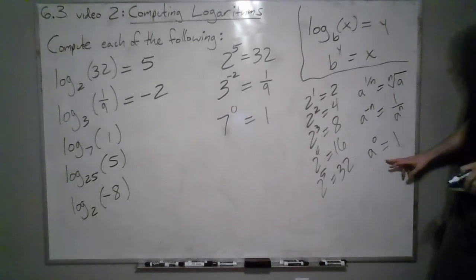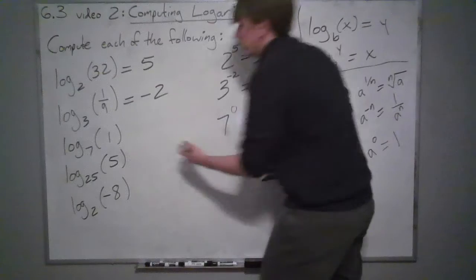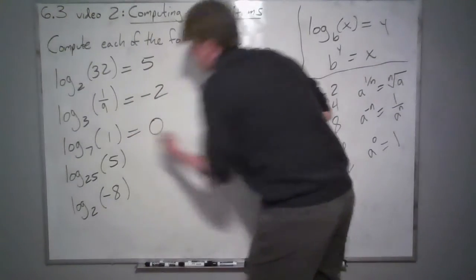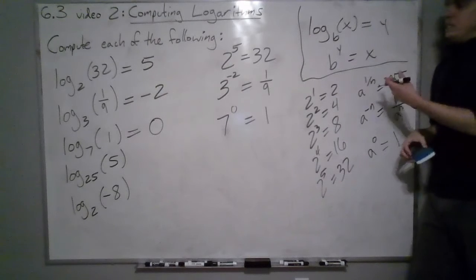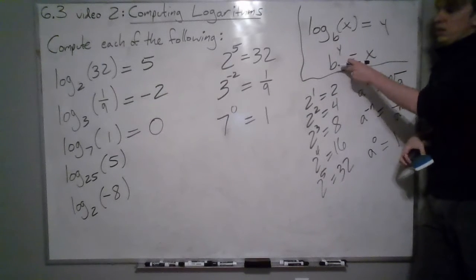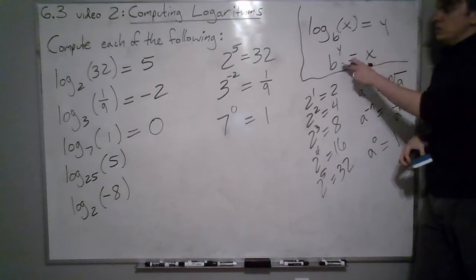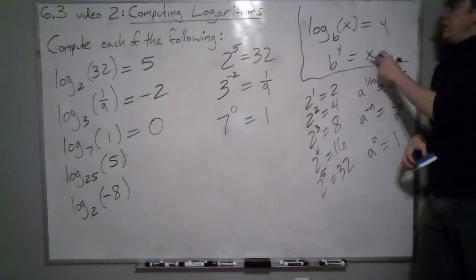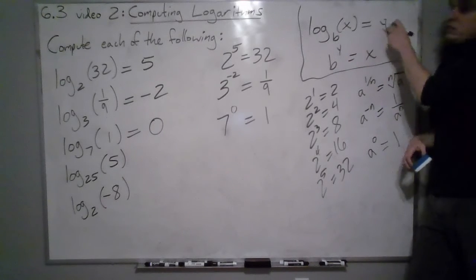I'm using this rule right here. And so I guess if that's the missing exponent, that should be the answer. So again, looking at over here, the base b is 7. The inside of the logarithm is 1, so that's the answer to the exponential. And then the inside of the exponent is the 0, which should be the answer for the logarithm.